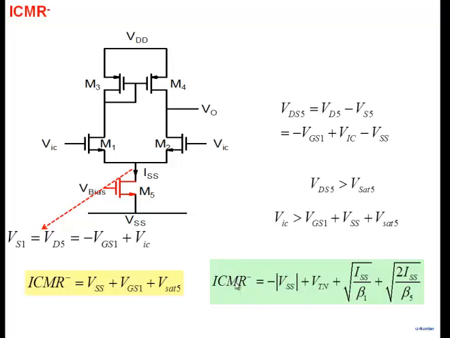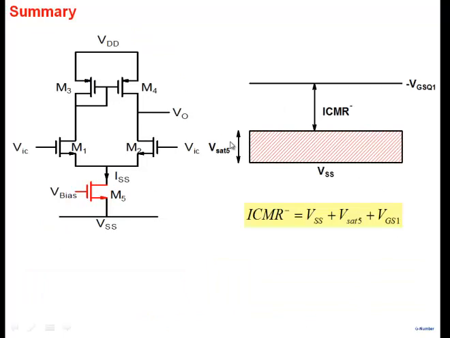Now note, ICMR minus is low. Why is it low? This is minus 3.3. These are small quantities, but VTN is positive, right? So ICMR minus, unlike ICMR plus, where you could go beyond VDD, you could go up to 4 volt, ICMR minus will always be larger than VSS here. All right, so let's do some calculation and show you.